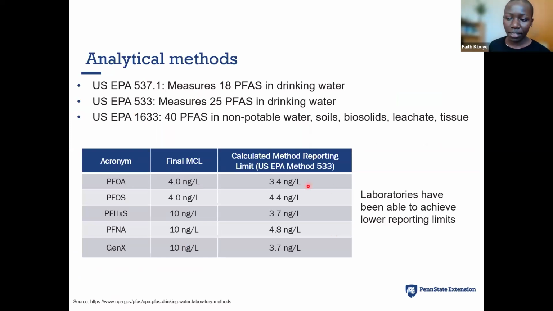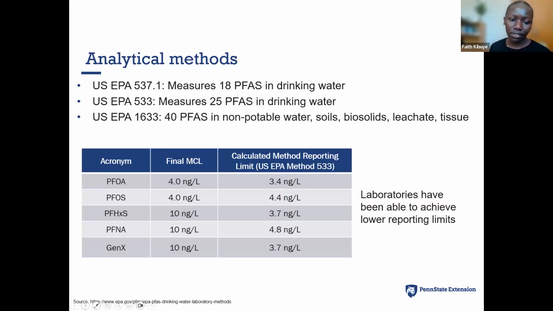Overall, if we look at the method 533, they have what is known as a reporting limit. And reporting limit is the number that a lab can confidently tell you that compound X is there and they're sure about it. We see that the reporting limits are very low, but they're very close to the final MCLs, the maximum contaminant levels that were established for different PFAS. However, thanks to improvements in analytical technologies, we are seeing that most laboratories are able to meet this method reporting limits and detect concentrations of PFAS at very low levels.